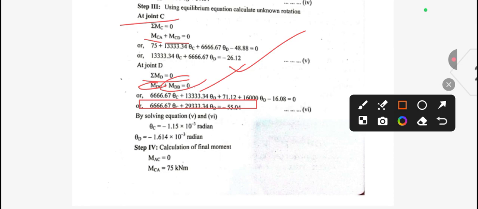Okay, now we need to solve these two equations. After solving these two, we get the value of theta C as minus 1.15 into 10 to the power minus 3 radian, and theta D as minus 1.614 into 10 to the power minus 3 radian, this much value.